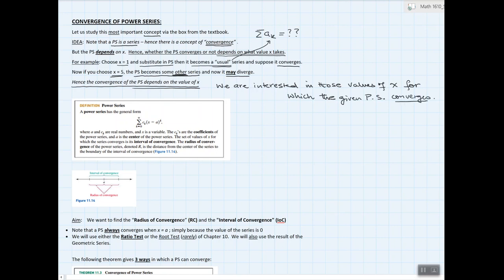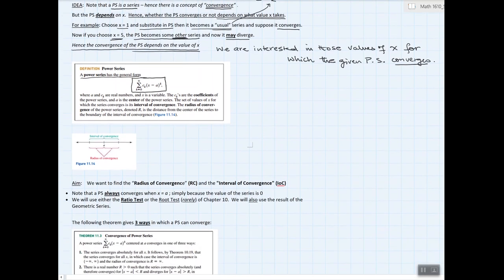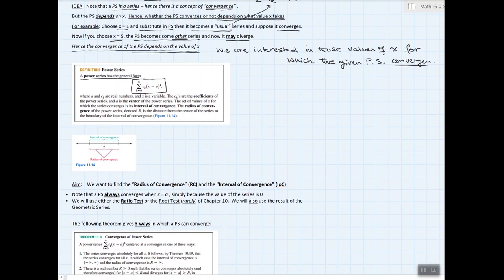So this idea is put together nicely in this box. First let's review a power series again. A power series has a general form of this. We have seen this many times by now, where a and c_k are real numbers and x is a variable. The c_k's are the coefficients of the power series and a is the center of the power series. The set of values of x for which this series converges is called the interval of convergence.